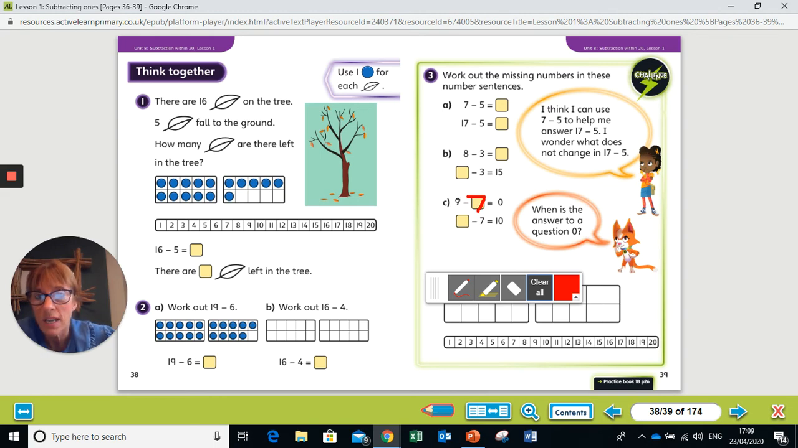Now look at that. If you take away the same number as you've started with, you will always have 0. If I start with 10 sweets and I take away 10 sweets, how many sweets have I got left? 0.